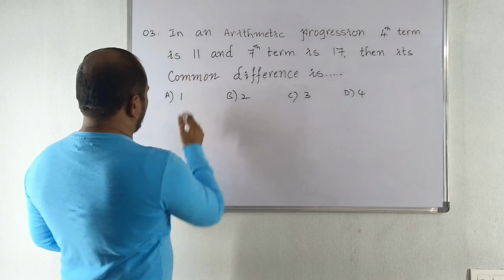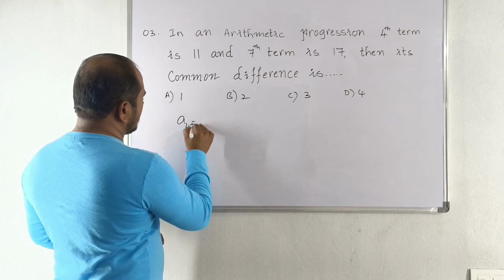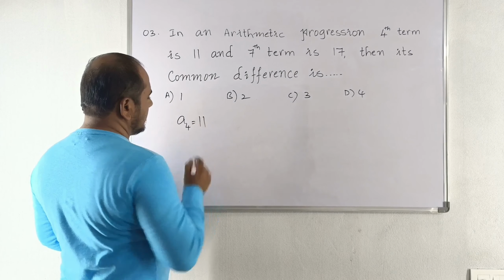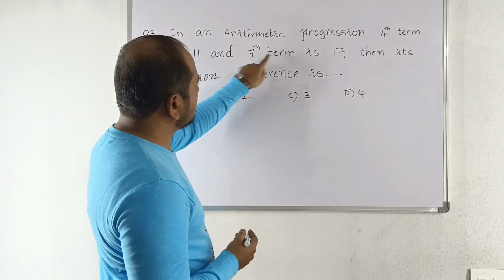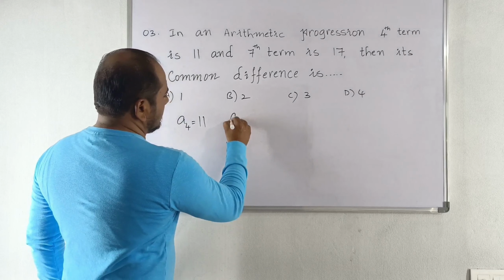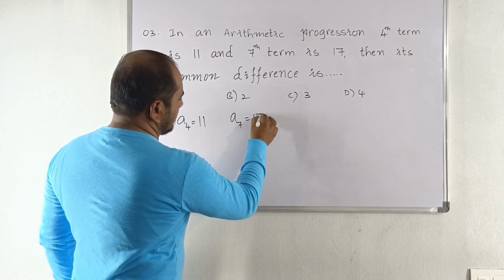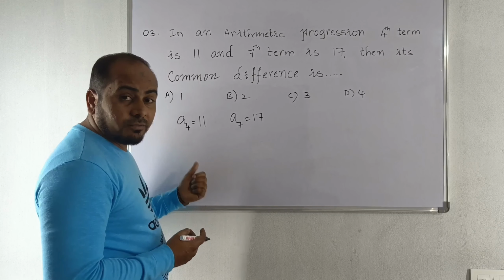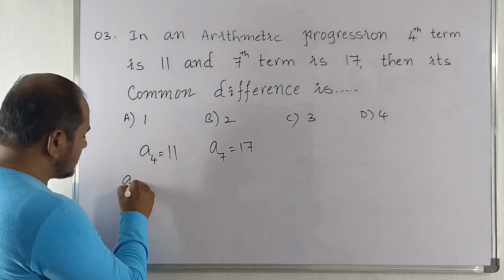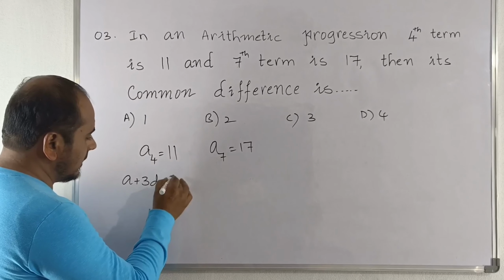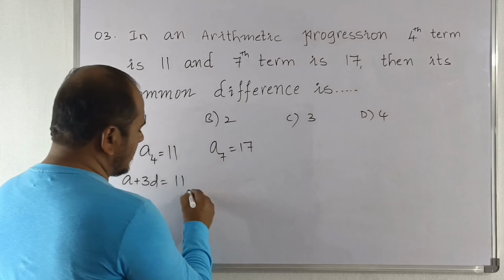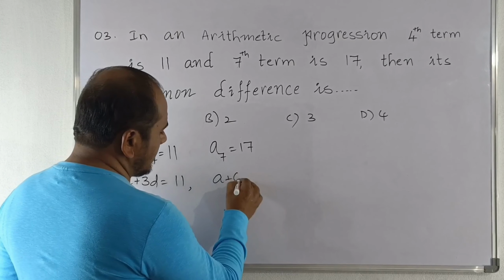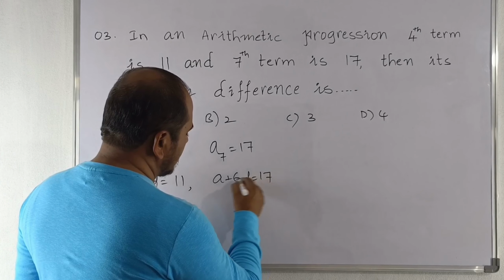Here the fourth term is given, A4. The fourth term is 11, and the seventh term is 17. What is the fourth term? A plus 3D is equal to 11. And what is the seventh term? A plus 6D is equal to 17.